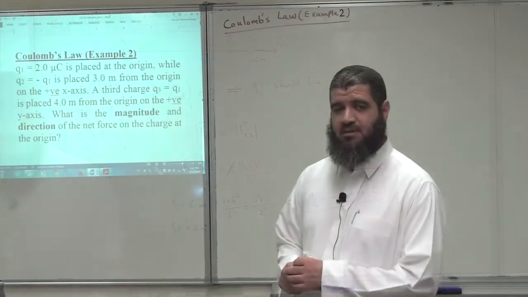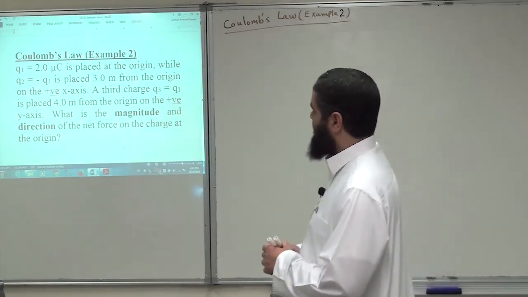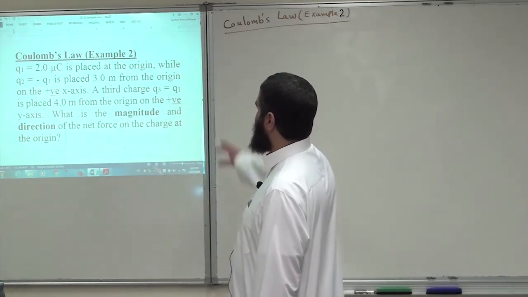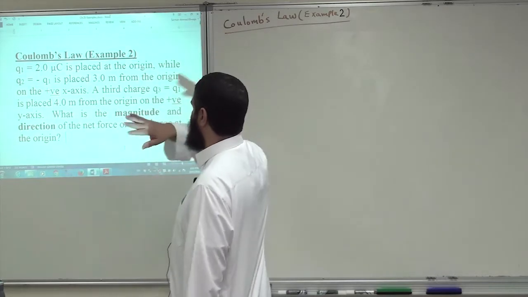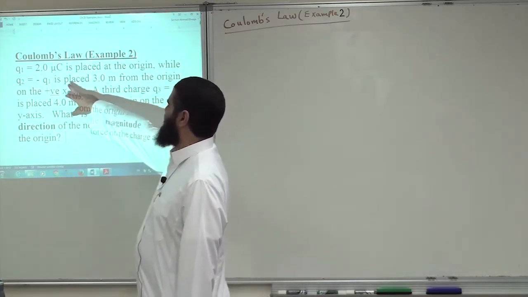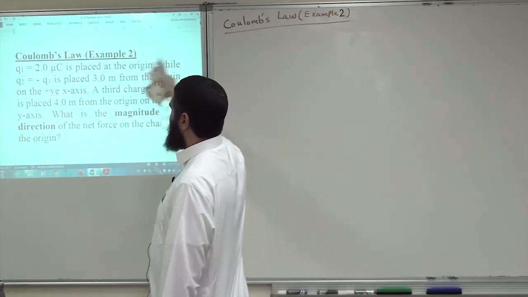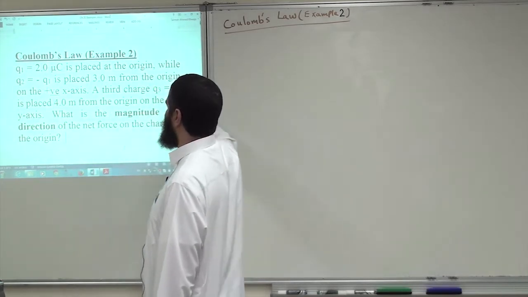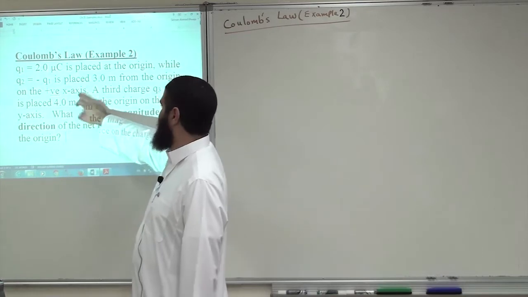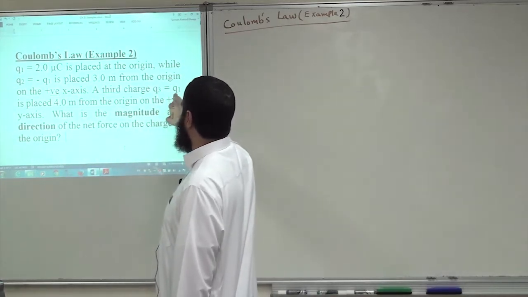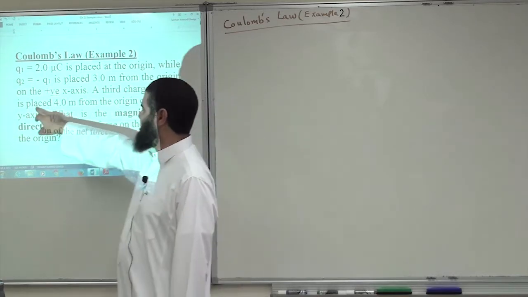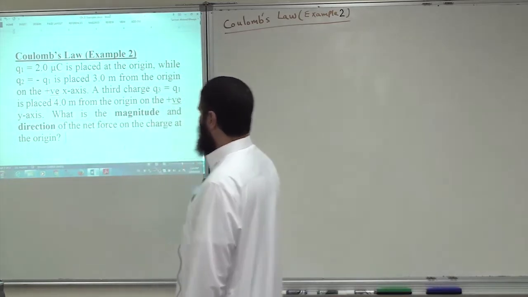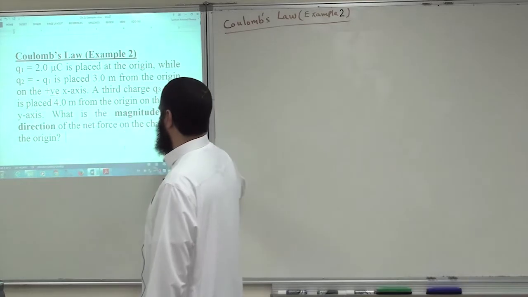This is another example on Coulomb's law, a little bit different from the previous. In the previous one, we had all the charges on one axis, the x-axis. Here we have a two-dimensional problem. We have Q1, 2 microcoulomb, placed at the origin, while Q2 is minus Q1, so it is minus 2 microcoulomb, placed at 3 meters from the origin on the positive x-axis. A third charge Q3 has the same magnitude and sign as Q1, and is placed at 4 meters from the origin on the positive y-axis. What is the magnitude and direction of the net force on the charge at the origin?